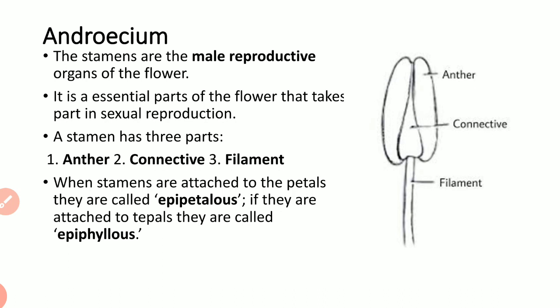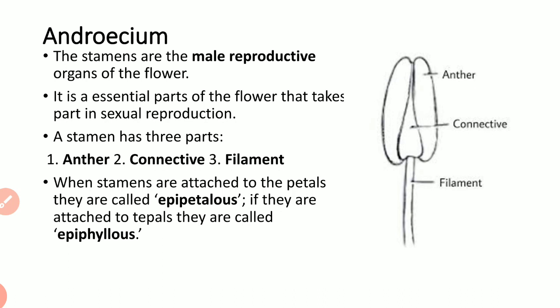When the stamens are attached to the petals, they are called epipetalous. There are two terminologies of the androecium. One is epipetalous, where epi means above the petals, and the second one is epiphyllous. Now let's see the first terminology. When stamens are attached to the petals, they are called epipetalous, meaning the stamens are joined to the petals.